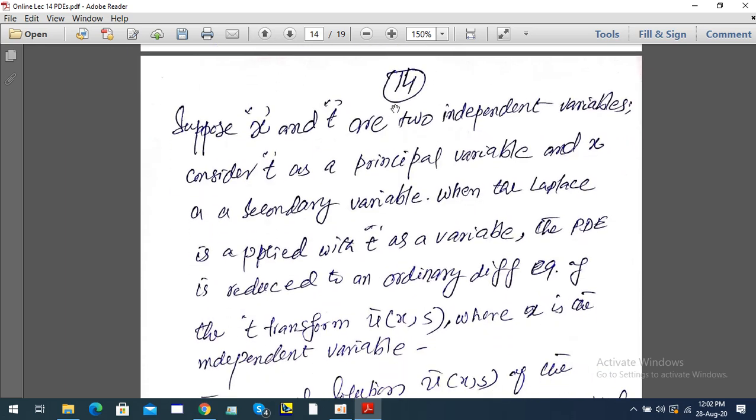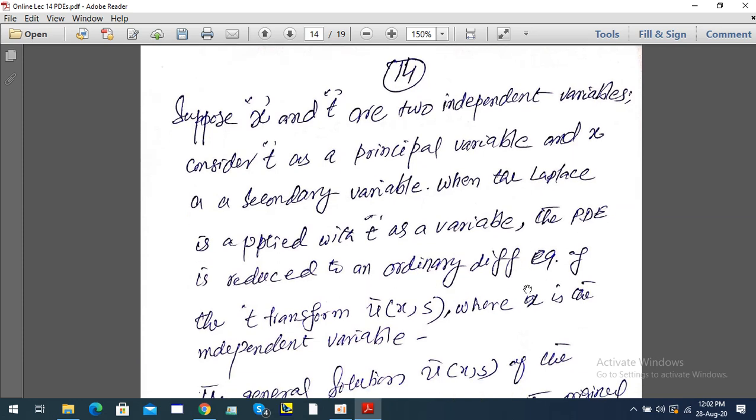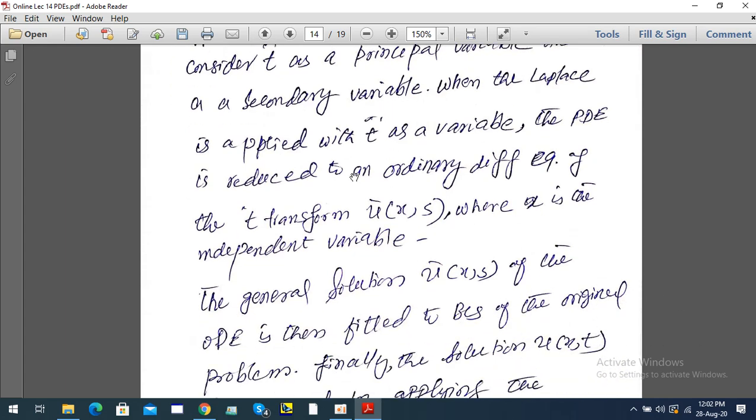Suppose x and t are two independent variables. Consider t as a principal variable and x as a secondary variable. When the Laplace transform is applied with t as a variable, the PDE is reduced to an ordinary differential equation. It means it reduces the partial differential equation to an ordinary differential equation.